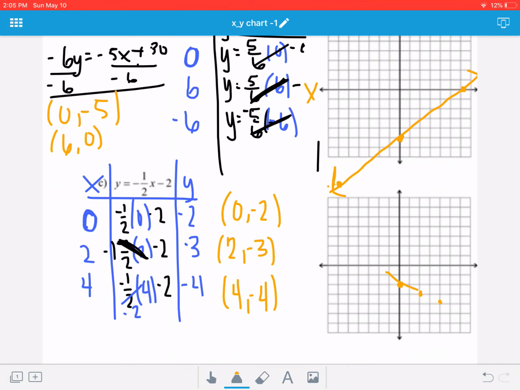Connect your dots. Hopefully they align. Put your arrows. Bada bing, bada boom. Linear equations, graphing using an x, y chart.